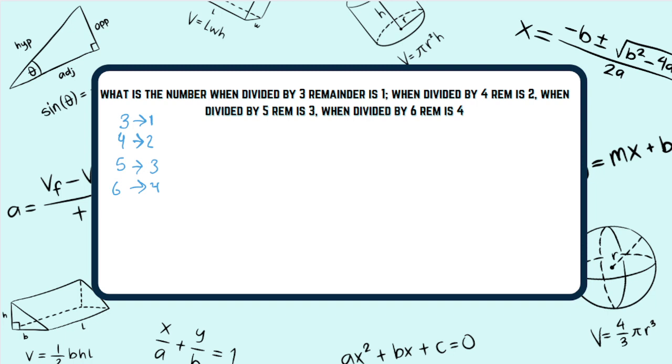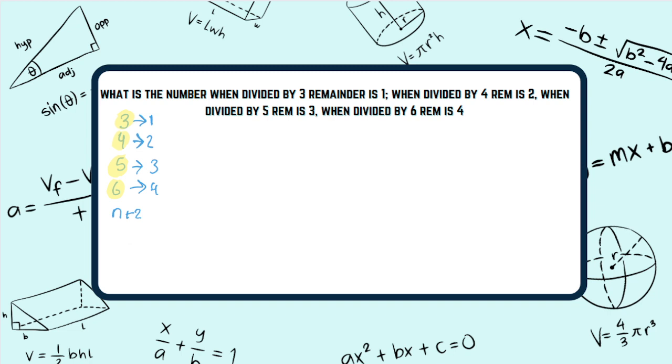So let's say the number we're looking for is n. If you add 2 to n, that means it would be divisible by all of these numbers: 3, 4, 5, and 6. Because the remainders would all add 2, and that would become the divisor. So the remainder would get eliminated. Okay? So n plus 2 is divisible by all 3, 4, 5, and 6.